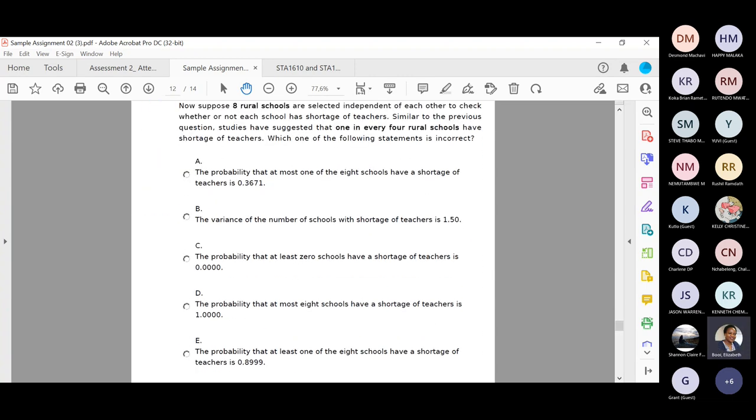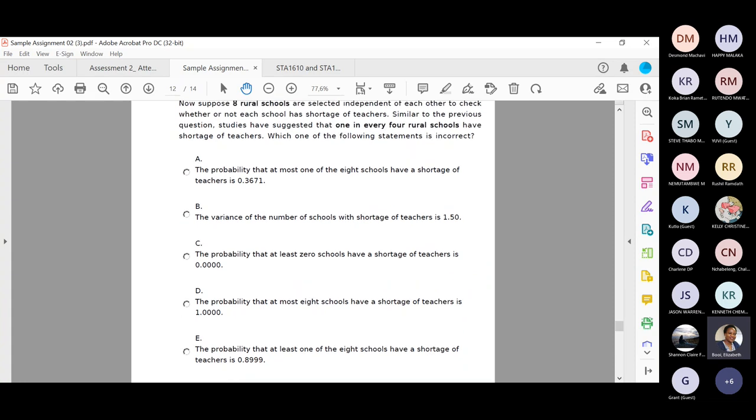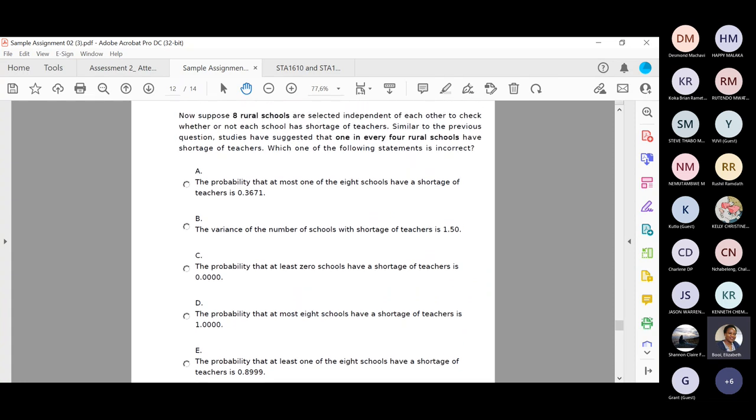We can continue. Even though this one is the same as the previous one, on this one we've got new things. We have 8 rural schools, which is N, and 1 out of 4, which will be your probability of success, 1/4. What is the probability of success?